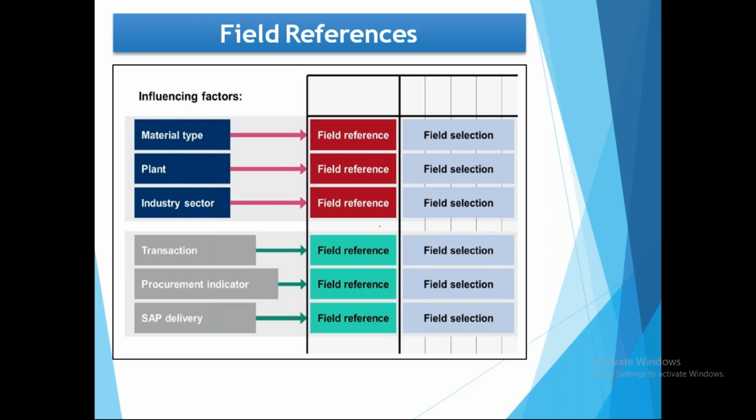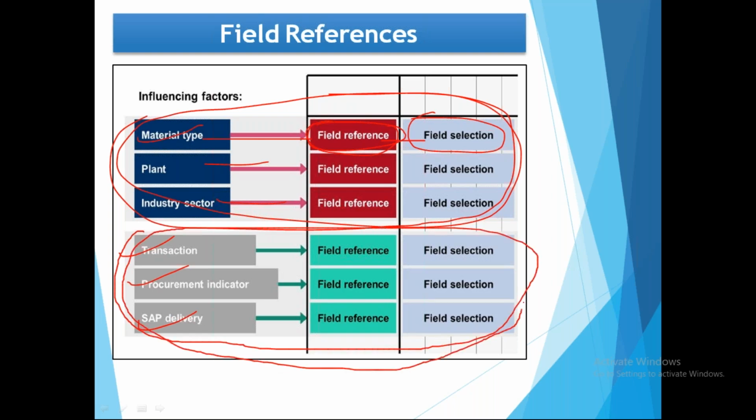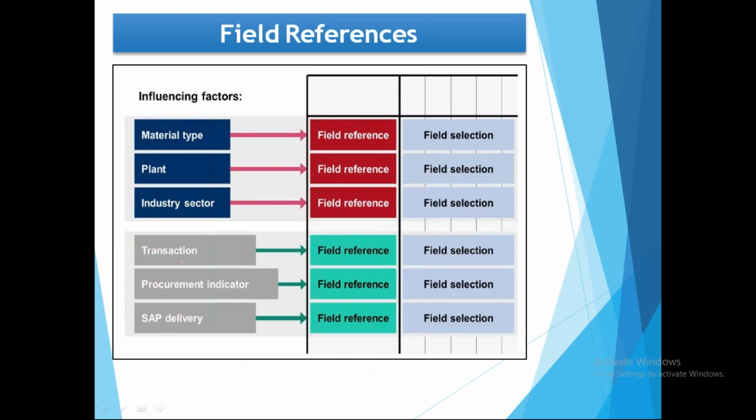So this is one influencing factor: material type level, where for the material type you will assign the field reference, and this field reference will be assigned to the field selection. Likewise plant level and industry sector level. These three levels you can change if you want, but transaction level, procurement indicator level, and SAP delivery level you cannot change. It is not possible to change. You have to use only the SAP standard ones. You are not supposed to change them. Okay, so this is the one.